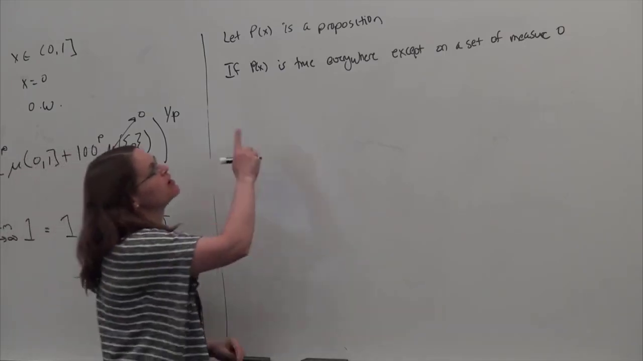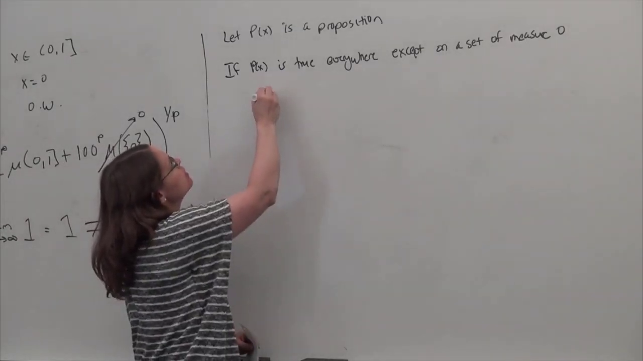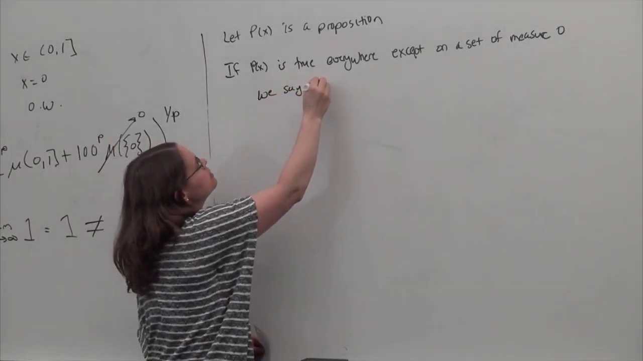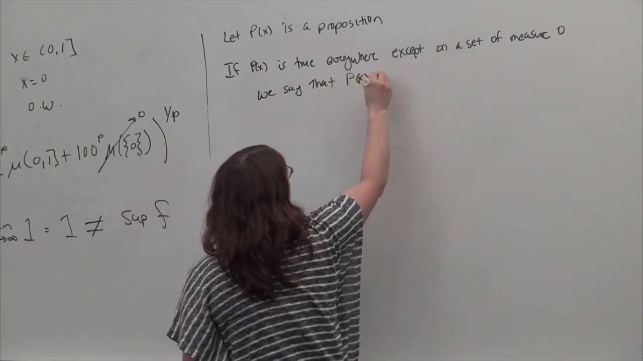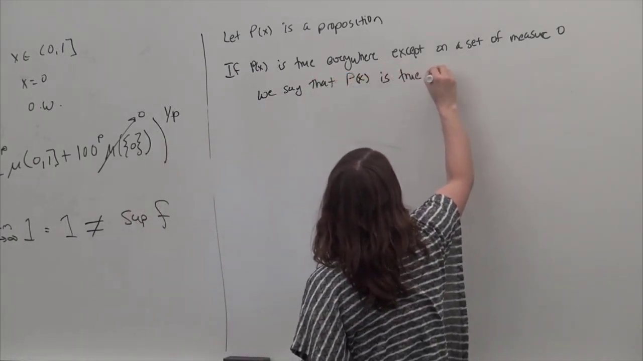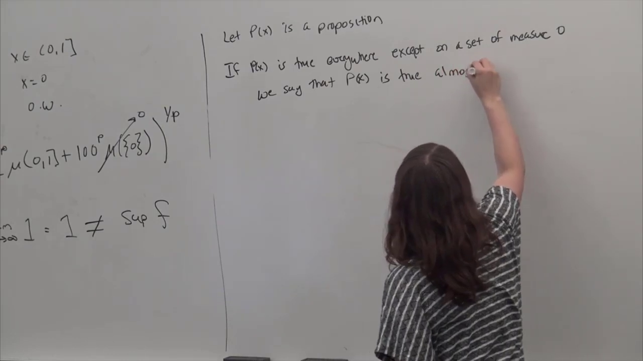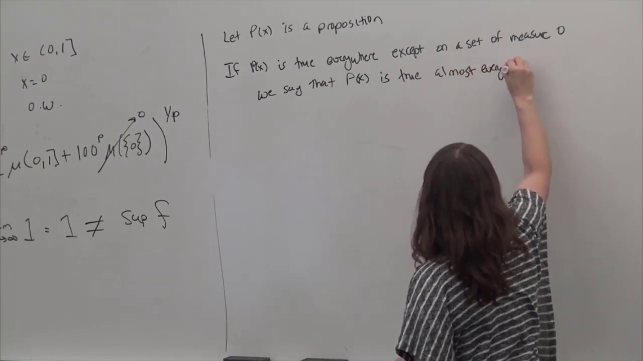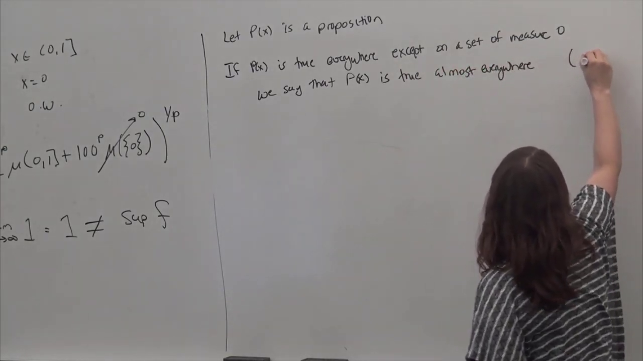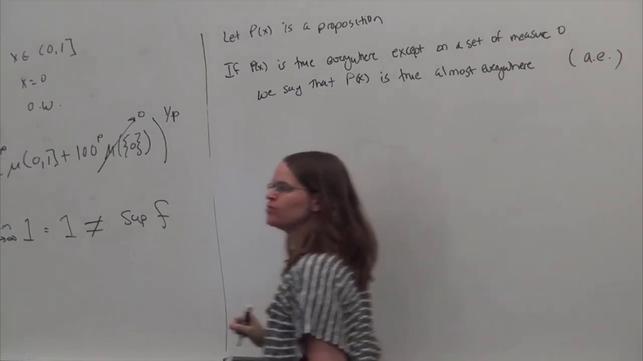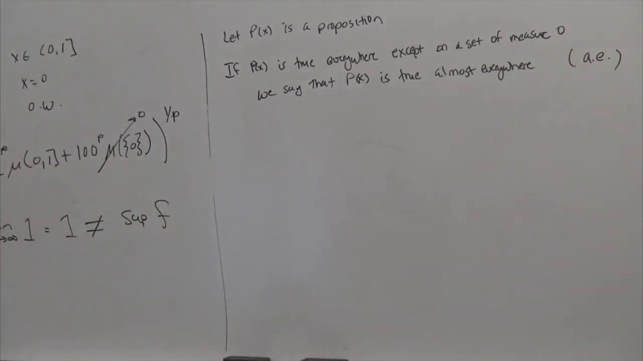So if this is true everywhere except on a set of measure 0, we say that p of x is true almost everywhere. And we write it AE. So almost everywhere sounds like some kind of really fuzzy, hand-wavy language, but it actually is mathematically precise. It means everywhere except on a set of measure 0.